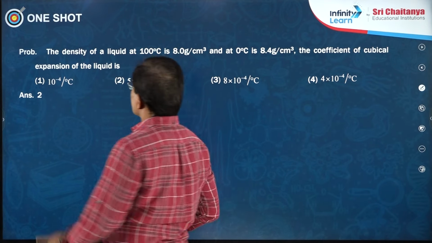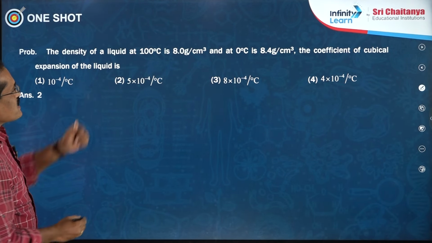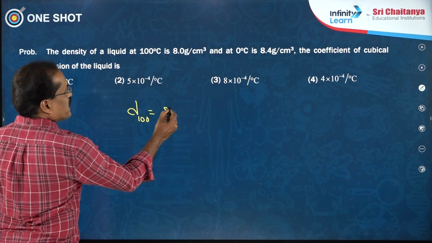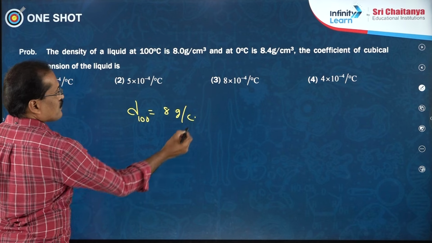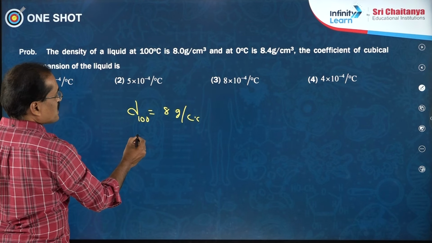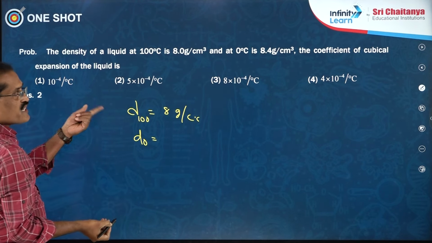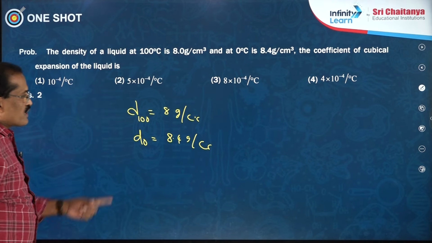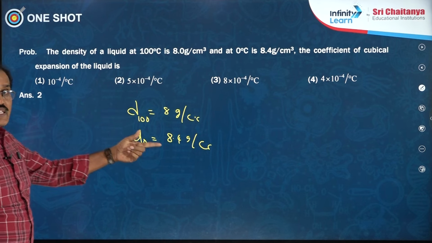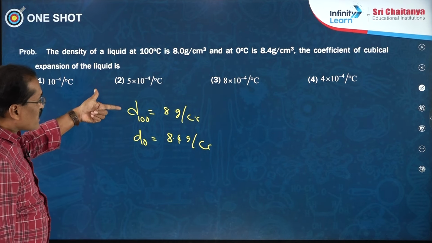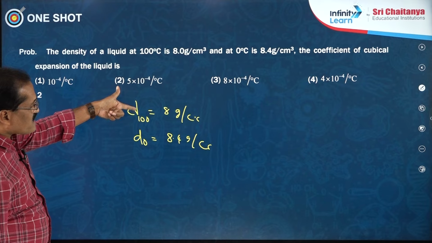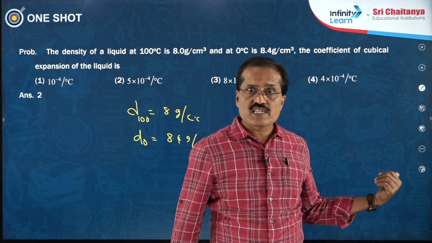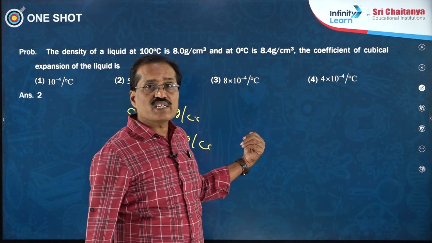Next, you see the density of the liquid at 100 degree Celsius is given, which is equal to 8 gram per cc. Density at 0 degree Celsius is given, density symbol can be taken as rho also, 8.4 gram per cc. You observe, children, as the temperature increases, is the density increasing or decreasing? From 0 degree Celsius to 100 degree Celsius, the density decreases. In the case of water it will be different. In the next session, the topic we are going to see is called the anomalous expansion of water.